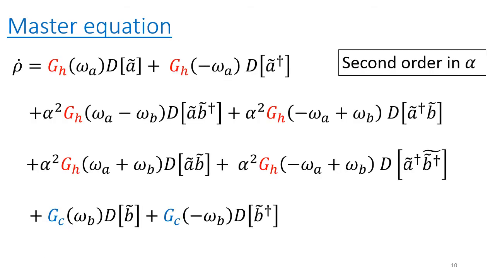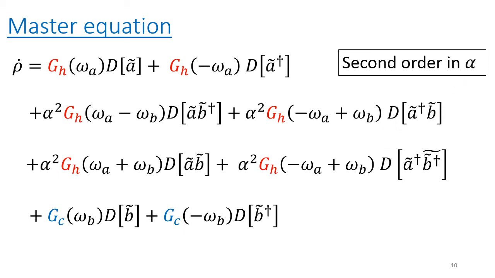Okay, so by following the standard Born, Markov and secular approximation, we can write the master equation for the system described in the previous slide like this, where the red color terms belong to the left bath, the cavity bath, and the blue color terms belong to the mechanical resonator. One extra approximation we have made here is that we only kept the terms to the second order in alpha, which means that we are only interested in the weak optomechanical coupling, as alpha is the ratio of optomechanical coupling to the mechanical frequency.